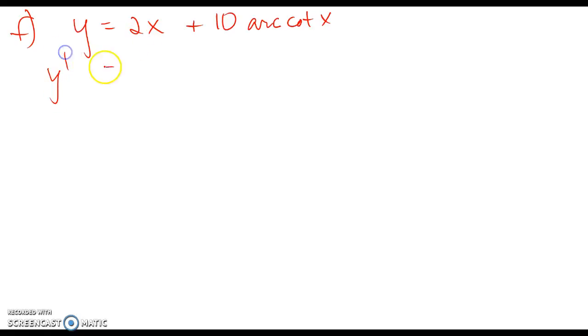Let's go to a new page. Alright, here's another problem. We'll call this one F. So if we have y equals 2x plus 10 arc cotan x. Well, we can do the derivative of this first part, which is just 2, right? Plus, the 10's going along for the ride, but what's the arc cotan? Got to get my arc cotan sheet out here, and it's negative 1 over 1 plus x squared.